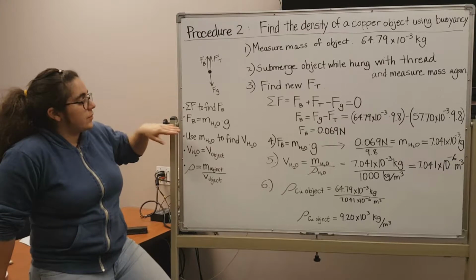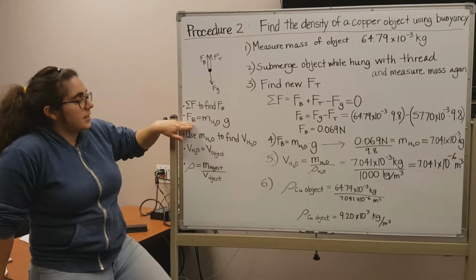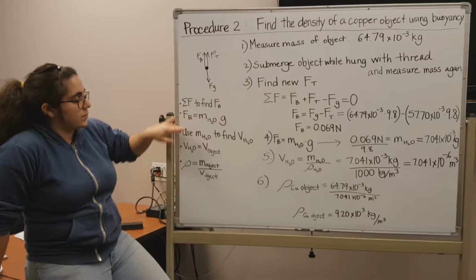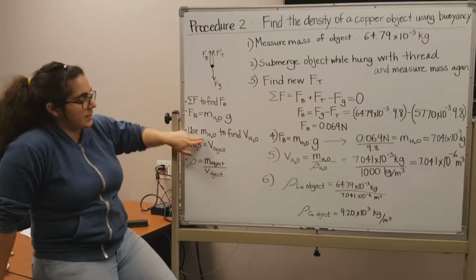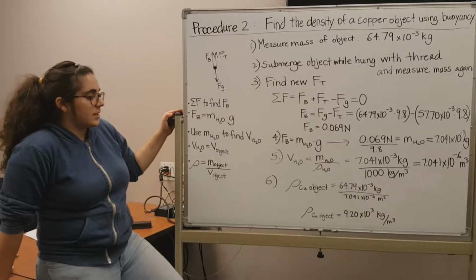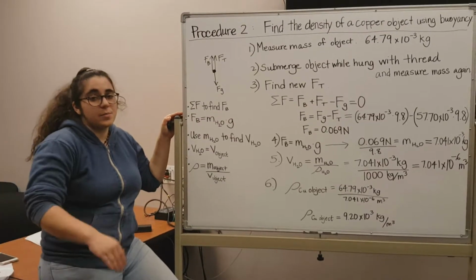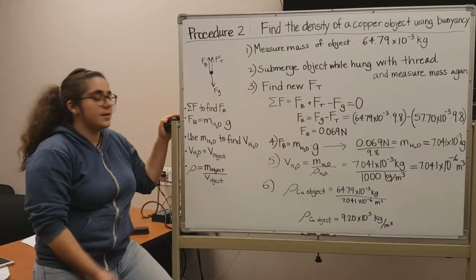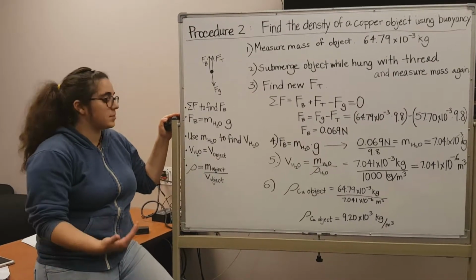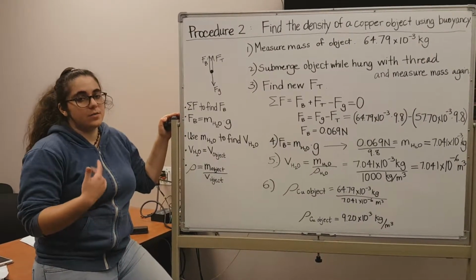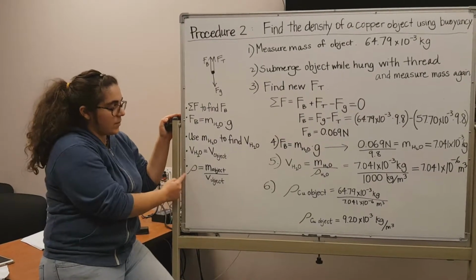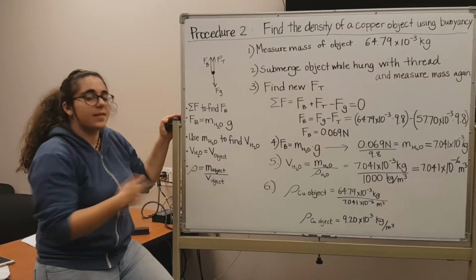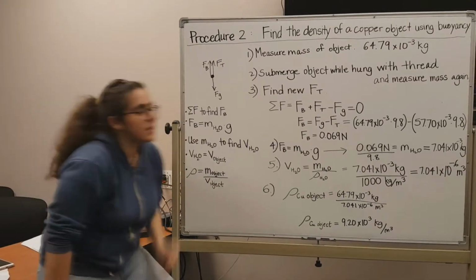And then we'll find the buoyancy using the sum of forces, and then we'll use the buoyancy to find the mass of the water, to then find how much water was displaced, and from that we can deduce that the same amount of water that's displaced is the amount of volume in the object. And then that way we can use the mass of the object and the volume of the object to find the density. So this is how it went down.